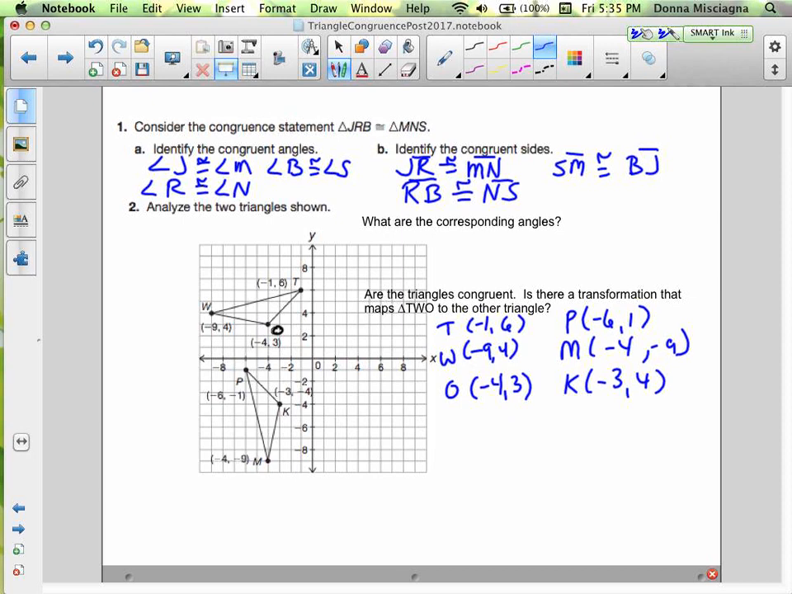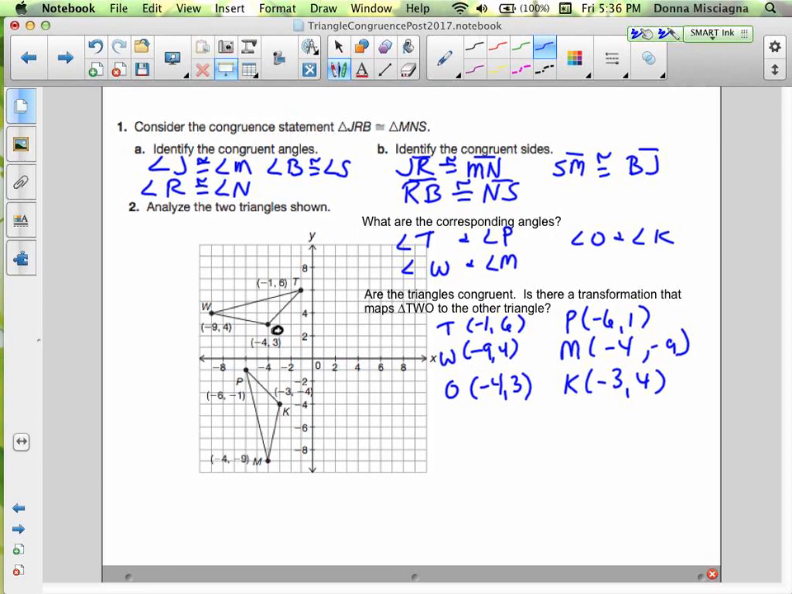So the corresponding angles, I think, are angle T and angle P, angle W and angle M, and angle O and angle K. All right, so now let's see if there is a transformation that maps triangle TWO to triangle PMK. Well, notice that the coordinates are just switched, right? So instead of 1 and 6, we have 6 and 1. Instead of 9 and 4, we have 4 and 9. Instead of 4 and 3, we have 3 and 4.